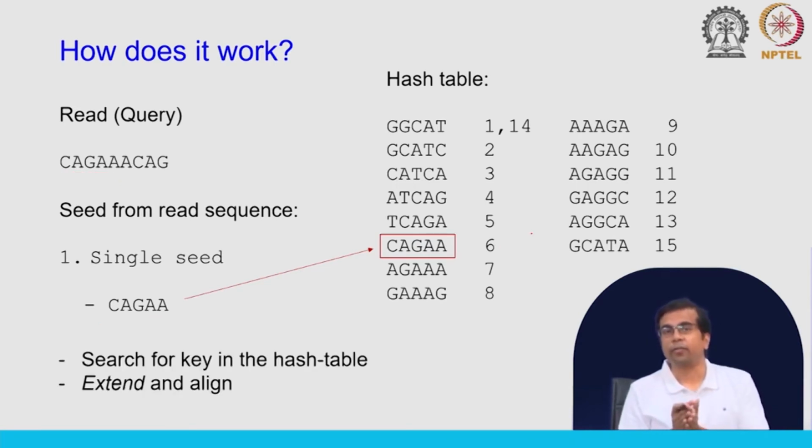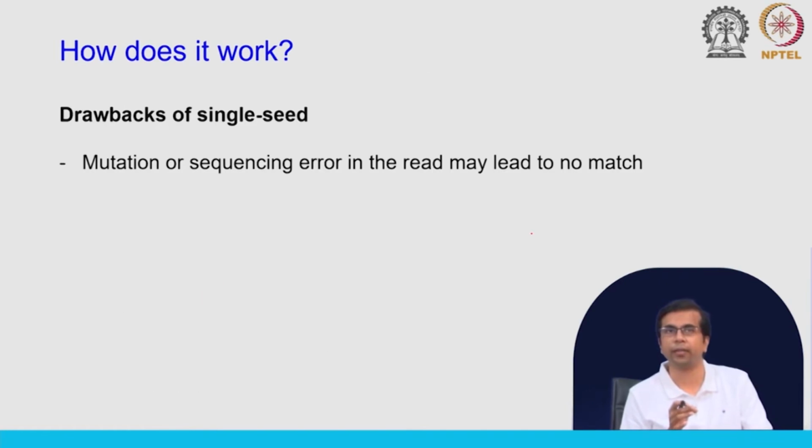Now, once we have done that, we can simply extend and align. We can use an alignment algorithm to see what are the matches, mismatches, etc., and get the final results. So, that sounds quite easy, and this is really straightforward, and it does not take too much time. You just search for the single one. It is an incredibly fast process when searching through a hash table.